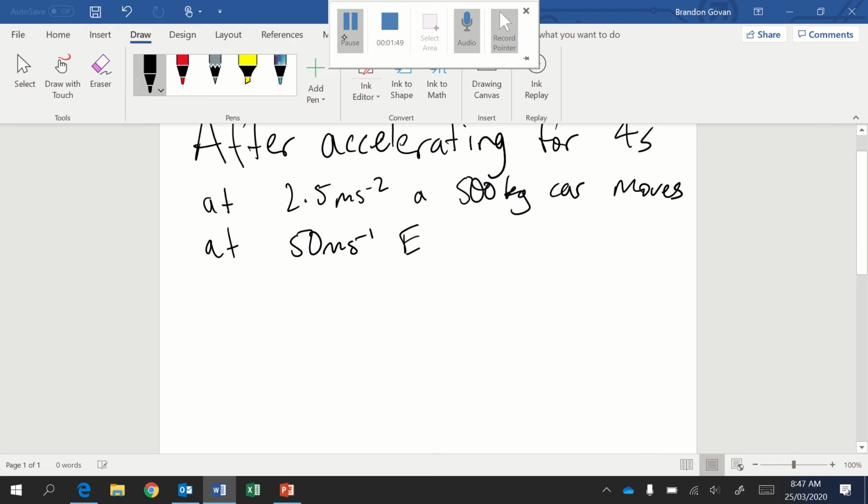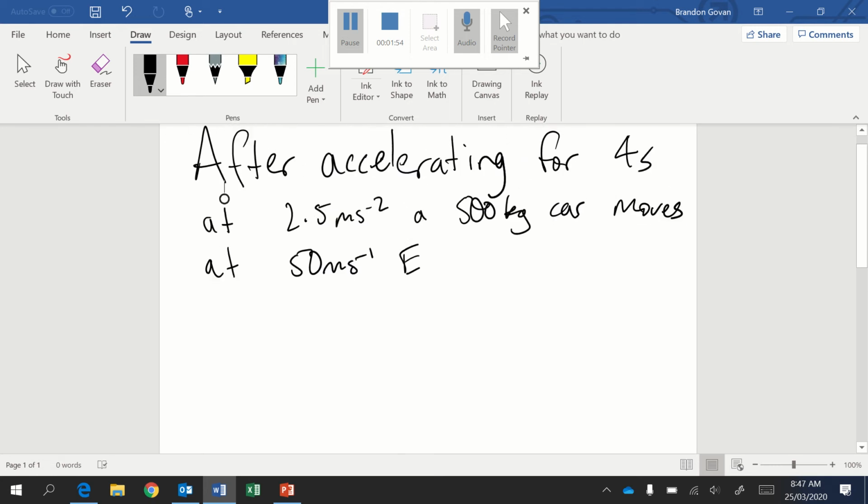So, first thing we need to do for any physics question is draw a diagram. I'm going to draw a little car like this here, and this car is going to be moving at 50 meters per second east after it has accelerated for 4 seconds. So we're looking at a car that now has a final velocity of 50 meters per second east.